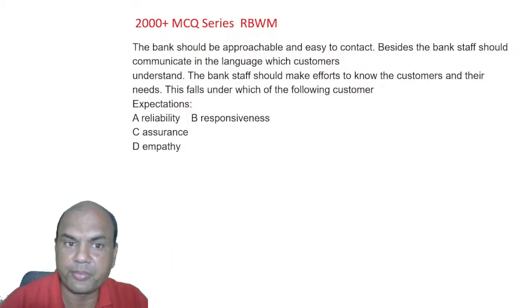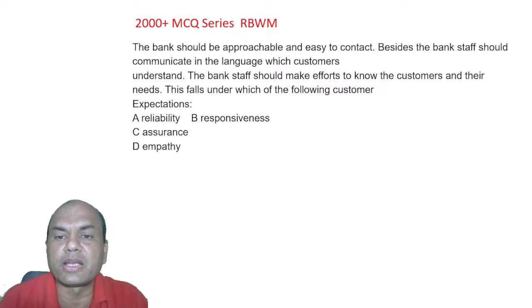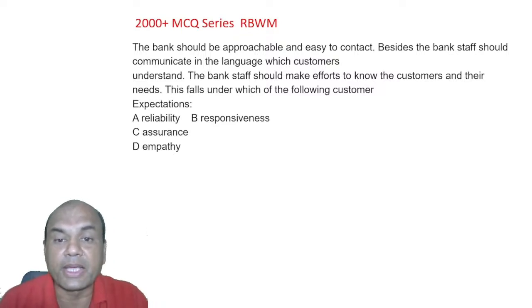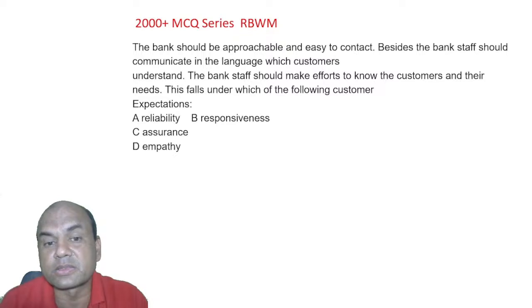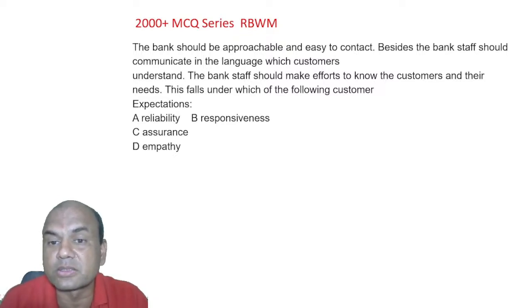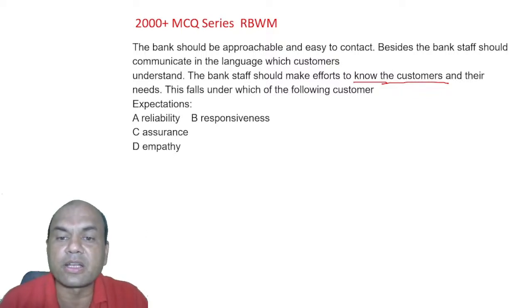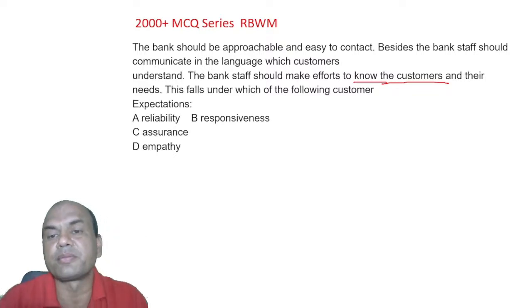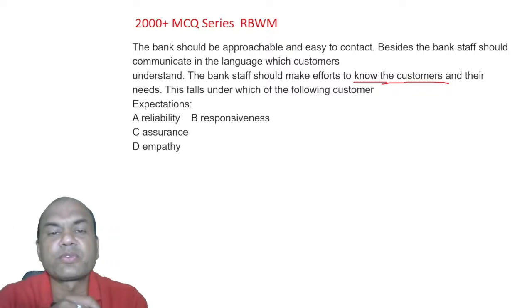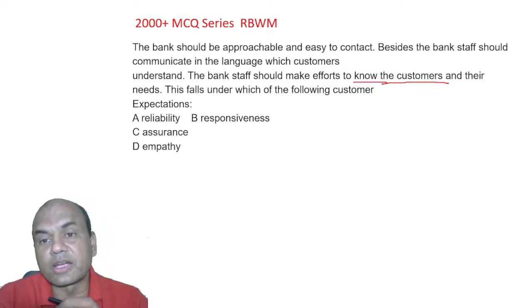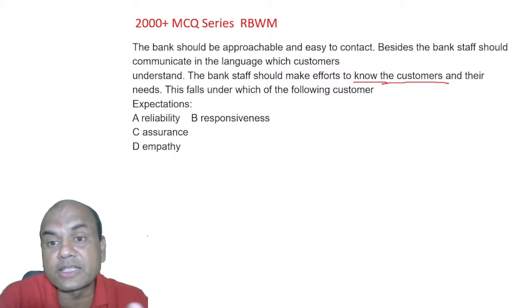The bank should be approachable and easy to contact. Besides, the bank staff should communicate in the language which the customers understand. The bank staff should make efforts to know the customers and their needs. Know the customers, remember them, and their needs. So this falls under the following customer expectations: reliability, responsiveness, assurance, and empathy. Under which does it fall? Approachable, easy to contact, the banker should understand the customer.